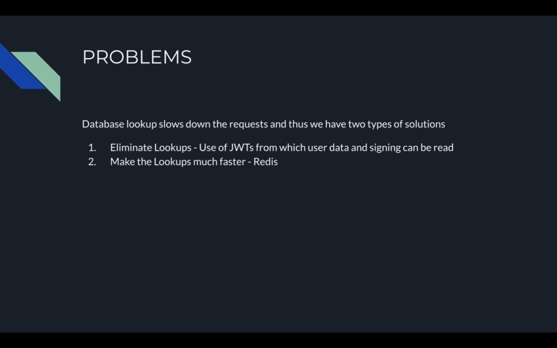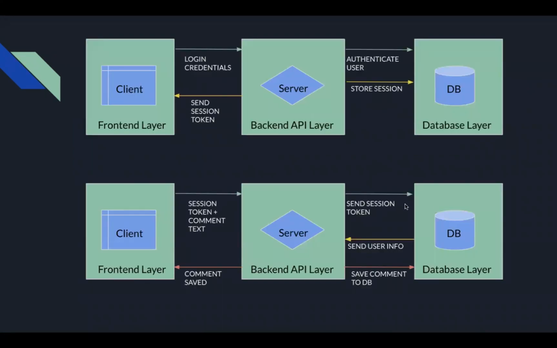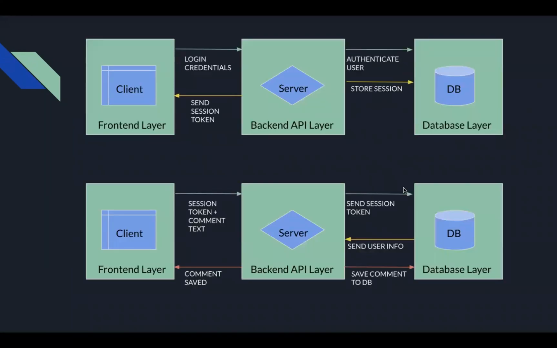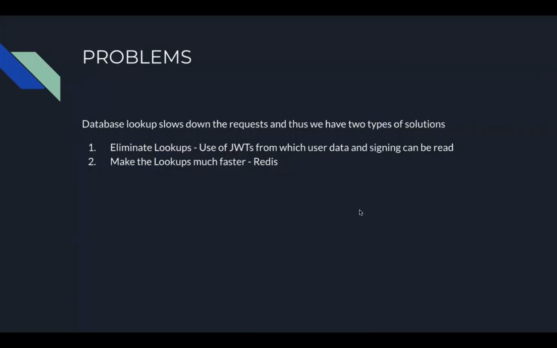And what can we do as a way around? One is to eliminate lookups. That is an example where we use JWTs, where we actually don't make this call to the database. We get user information in the token and we verify that. The server only verifies it, and then it just sends it to the database. So you're eliminating this call using JWT. So that is one advantage.